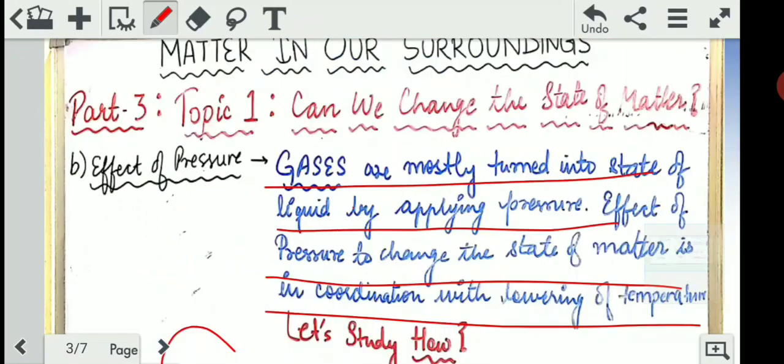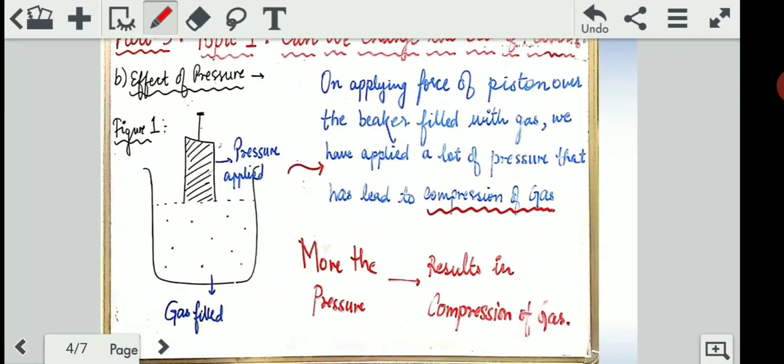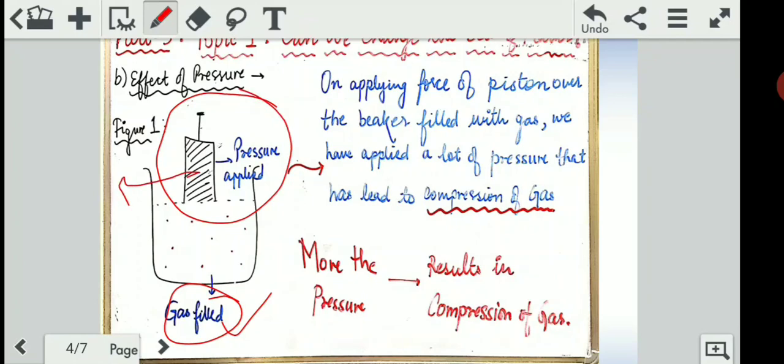Now let's study how. See, you study figure 1. What can you see in figure 1? There is a beaker. I have written that gas is filled inside the beaker. On the other hand, I'm showing that there is pressure applied. What is this? This is a type of piston. We have applied a piston which is pushing pressure onto that gas, which is continuously putting pressure on that gas, right?